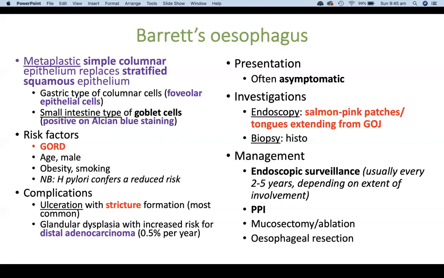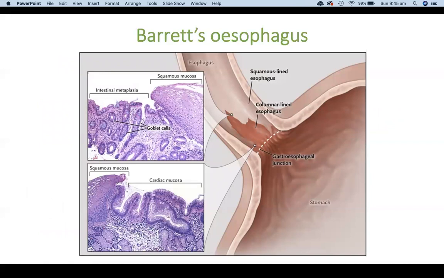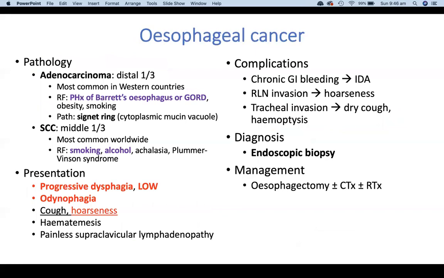This is just stuff you have to recognize for your pathology. In terms of esophageal cancer, there are two types mainly. One is your adenocarcinoma, which, as we've been talking about, comes from Barrett's. The other type is your SCC, where the risk factors are mainly smoking and alcohol, and they happen in your middle third, whereas adenocarcinoma comes from Barrett's, so that'll affect your lower third.